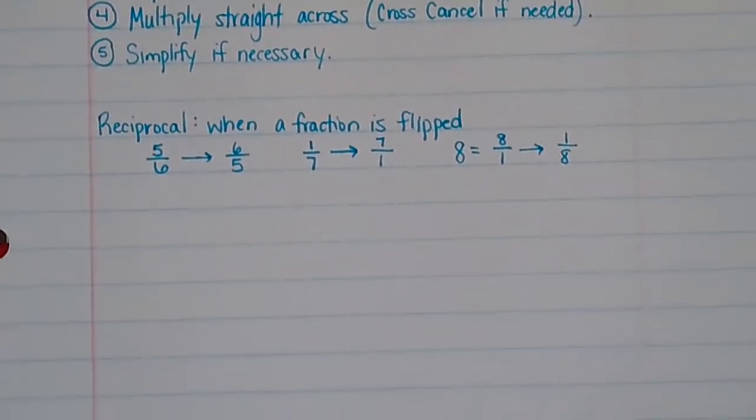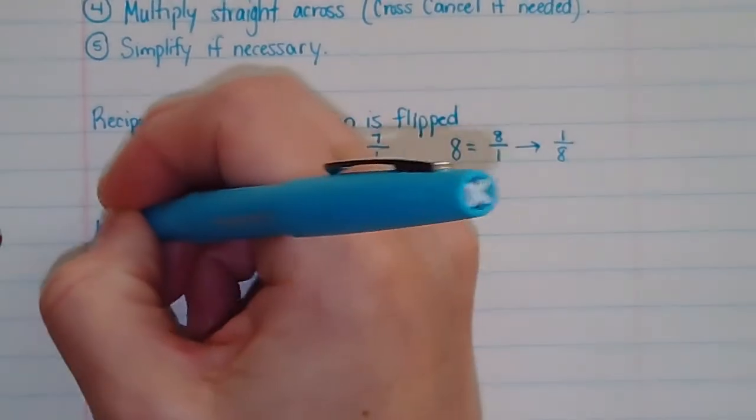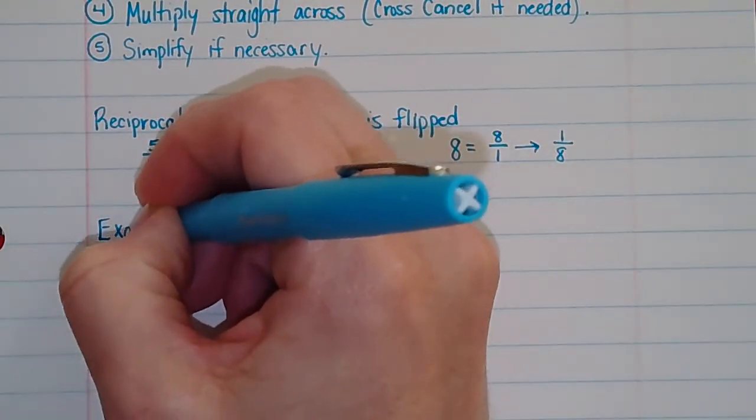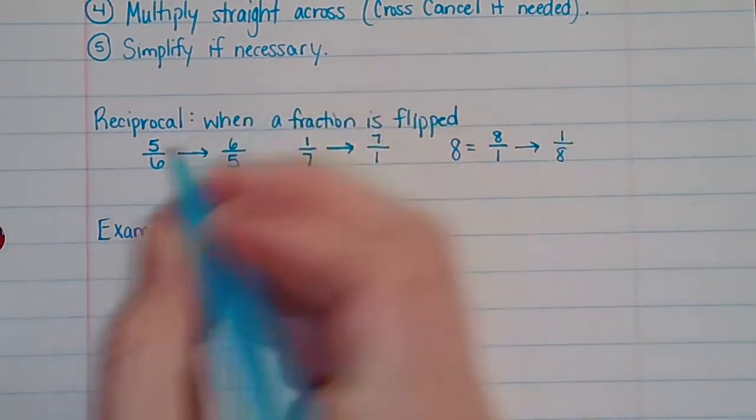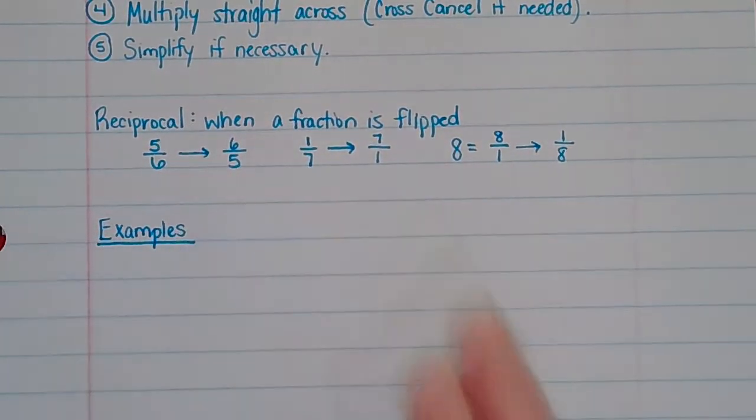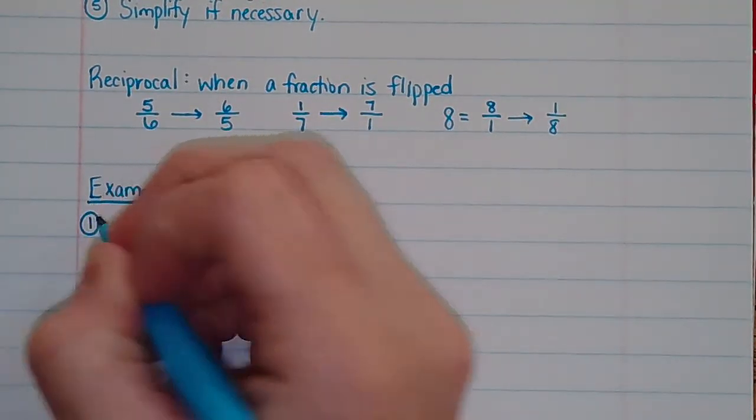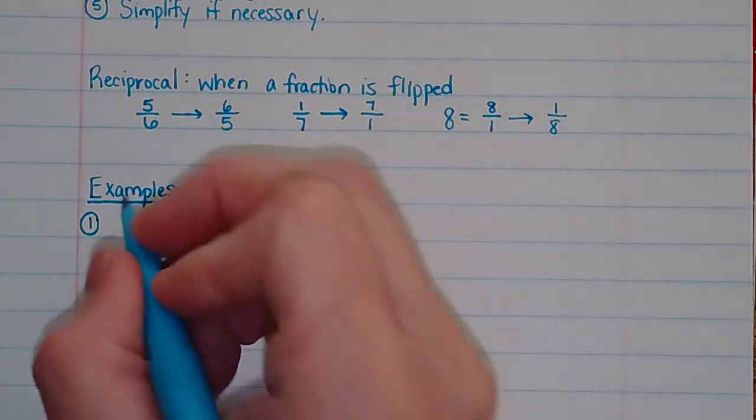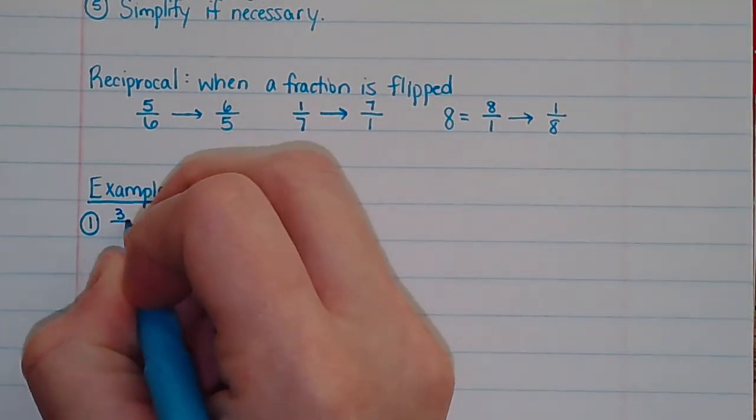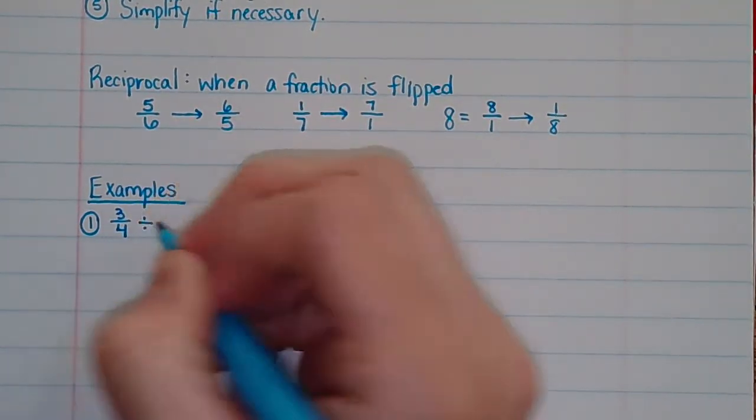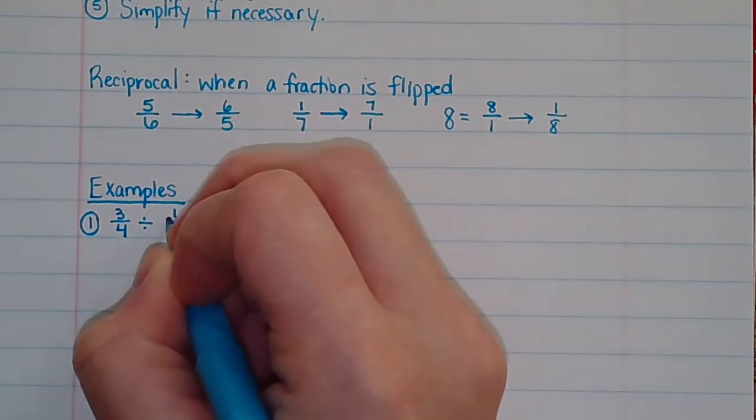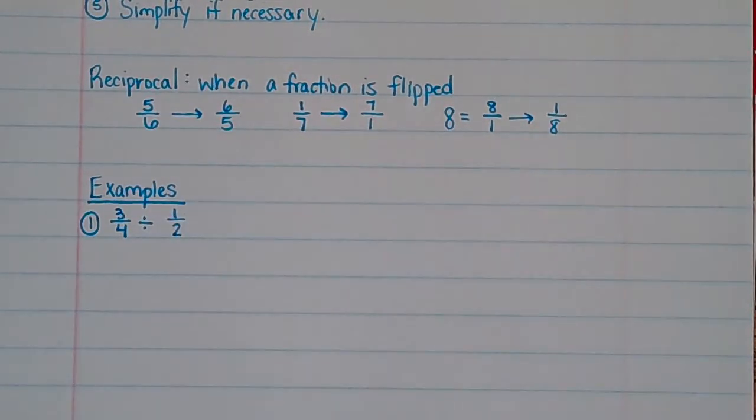Okay, so let's do some examples. Let's see here. Once again, no calculators, just so that we can understand the steps. Because, of course, the calculator knows how to do it, but I need to make sure that you know how to do it. So we'll start easy. Let's do 3/4 divided by 1/2. Okay? So that's what they've given me. And I need to solve this.